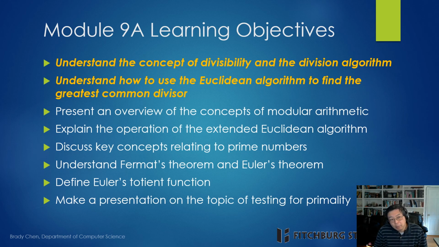Now we're going to divide module 9 into three parts, A, B, and C. In module 9A, we're going to talk about the concept of divisibility and the division algorithm. Also, we're going to talk about the Euclidean algorithm, which is used to find the greatest common divisor.